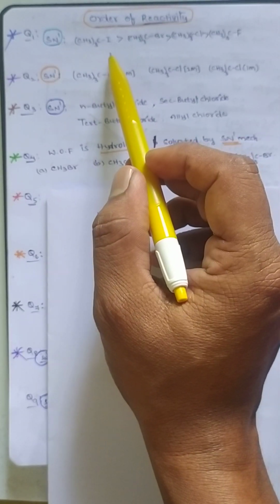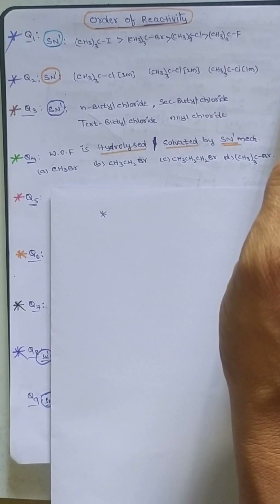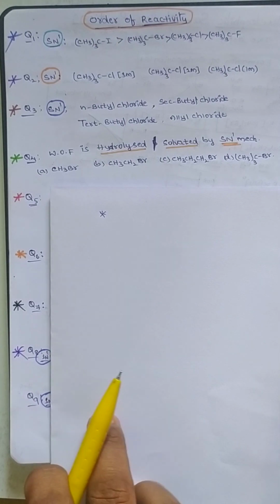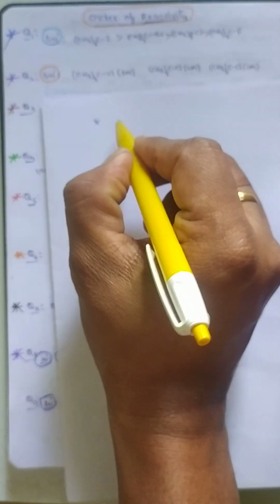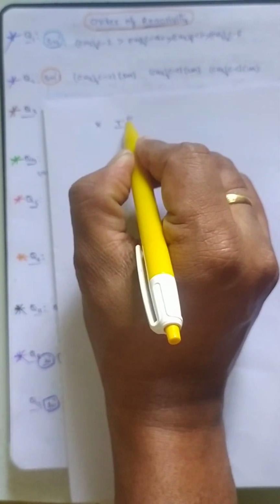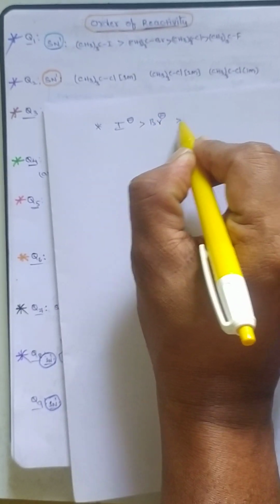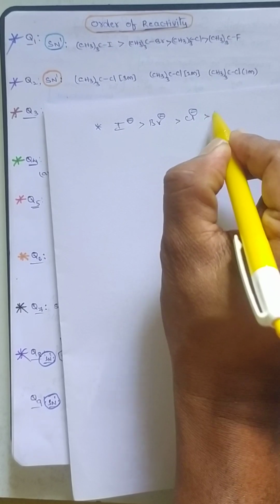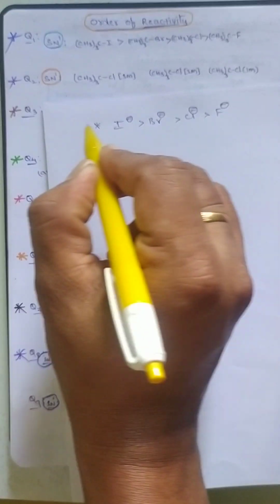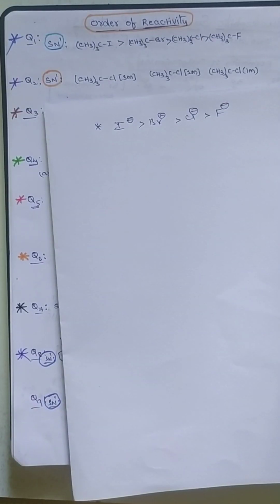The first is more reactive in SN1 than the second one. The second one is more than chloride. Chloride is more than fluoride, because we know very well the iodide is a better leaving group than bromide, which is a better leaving group than chloride, which is better than fluoride.